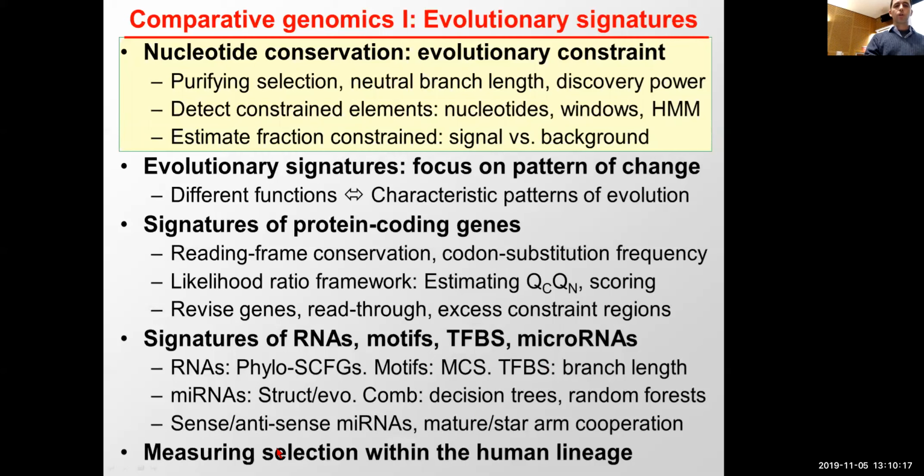And then we're going to look at how we can actually measure selection within the human lineage, not just across species. And that's much less branch length, much less power. But when you aggregate many regions together, such as regulatory motifs, different classes of elements, then you can get sufficient power by leveraging the whole genome. Everybody excited?